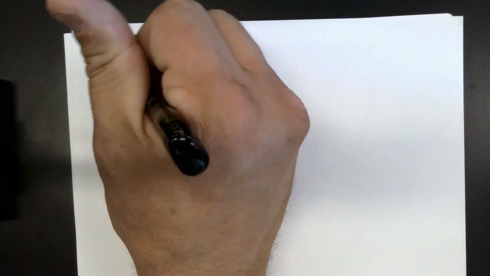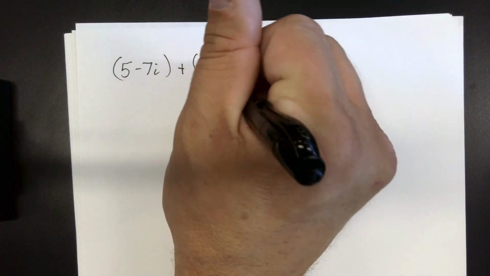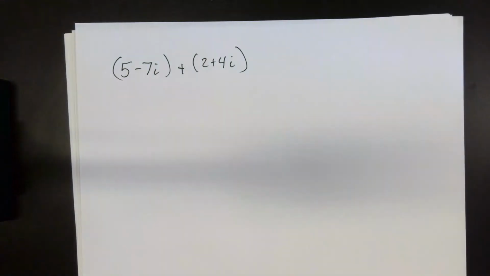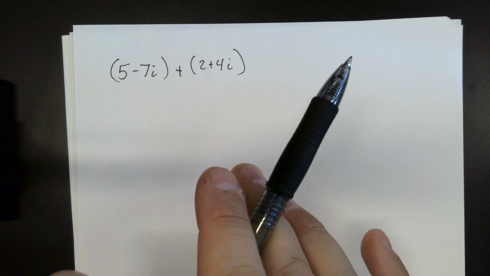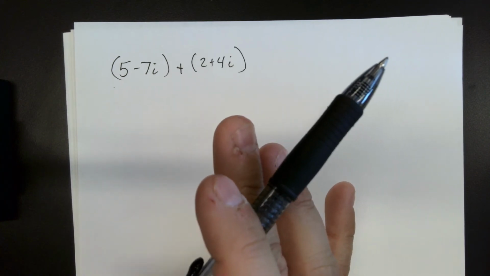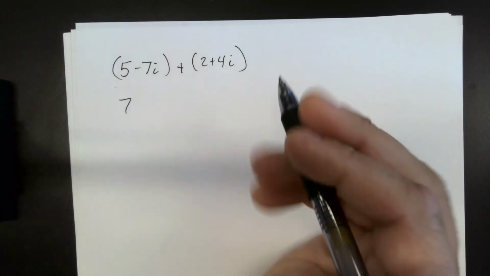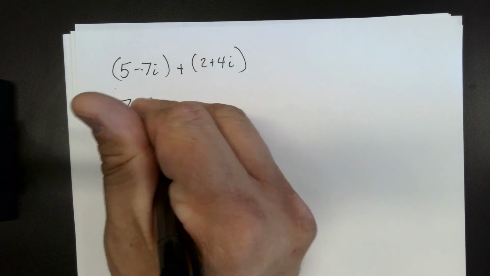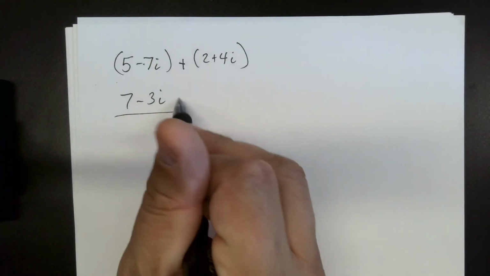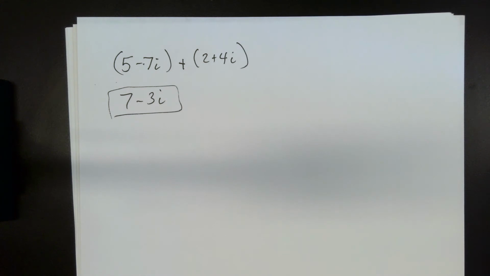We have to talk about how we add them, and I'm only going to do a couple of these, so this shouldn't take us too long. This one has an important thing in it, though. Complex numbers always should be written a certain way. First off, if we were given these two problems and told to simplify, we just combine like terms. 5 and 2 make 7. Negative 7 and 4 make negative 3i. That would be your answer.